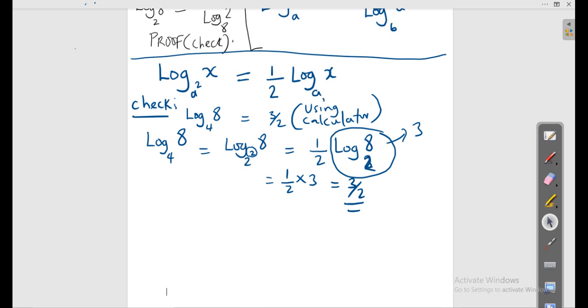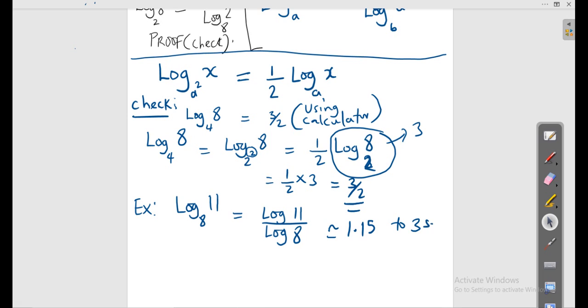So let's try a question. Log 11 base 8 is going to be what? Log 11 divided by log 8. I know this to be in base 10. So all I do is use my fraction key on my calculator and I do log 11 divided by log 8, and that would give me approximately 1.15 to 3 SF. That is how it works.